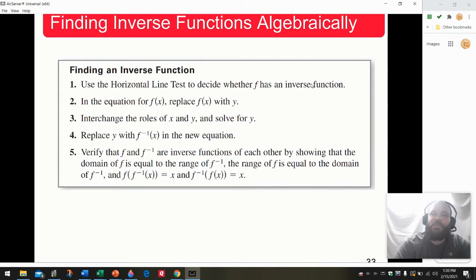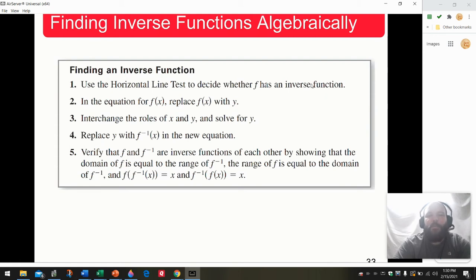It says the first thing you want to do is use the horizontal line test to determine whether the function that you're working with even has an inverse. You don't want to spend time trying to find an inverse if it doesn't exist because it doesn't pass the horizontal line test.